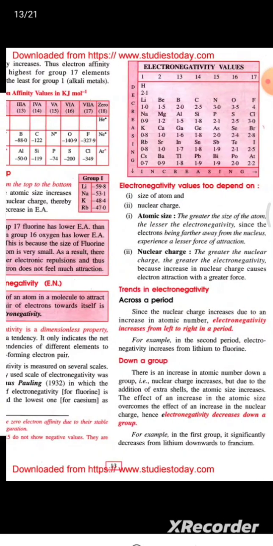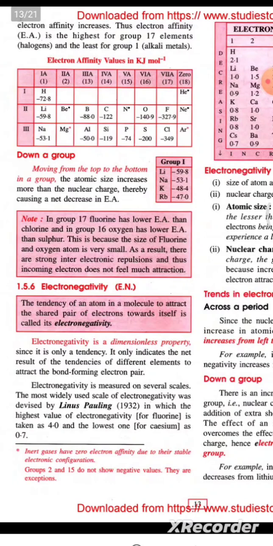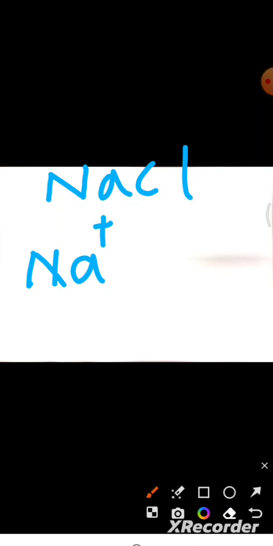Now let us see what electronegativity is. Okay, so see, let us see an example. This is sodium chloride. In sodium chloride, the sodium atom becomes a sodium cation, and chlorine becomes a chloride anion.